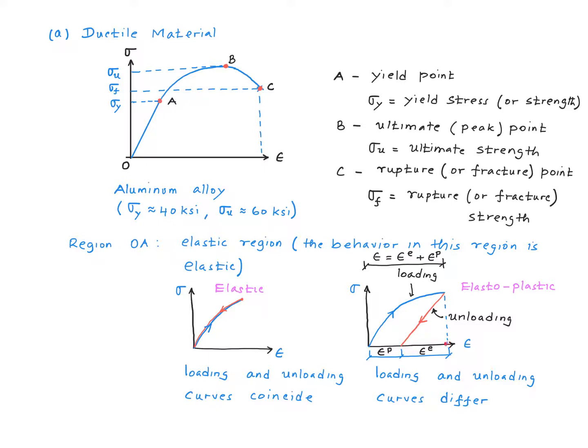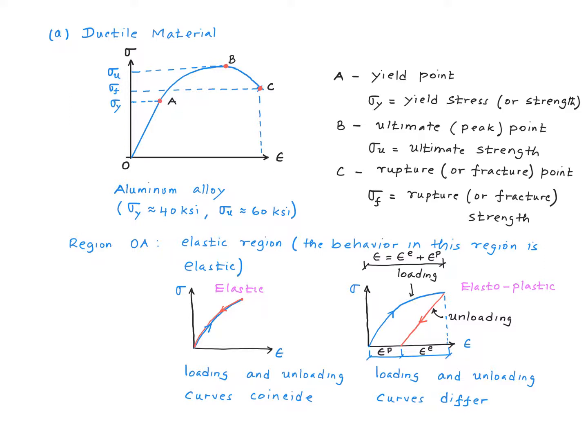But there is a little bit that we were able to recover, and this part right here is called the elastic strain. So the total strain from here to here consists of two parts, elastic part and a plastic part. Elastic part is the one that we are able to recover, but plastic part is a permanent part. It stays in the material.